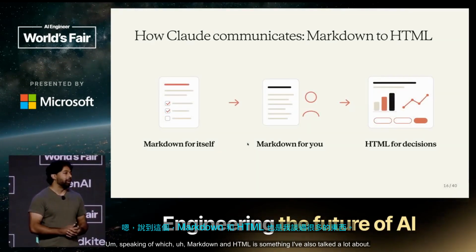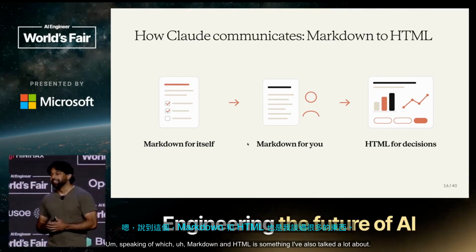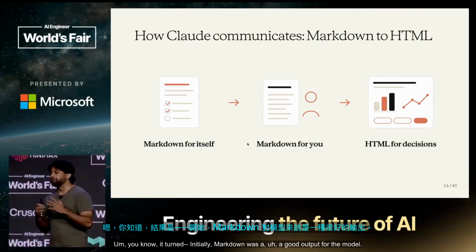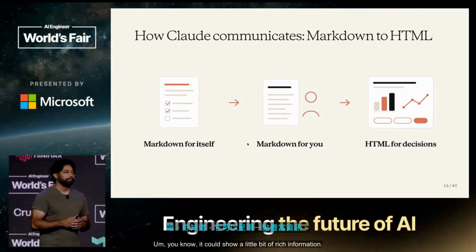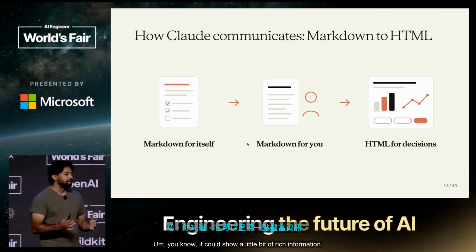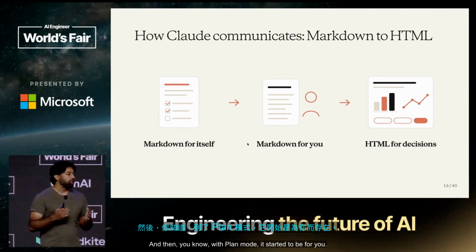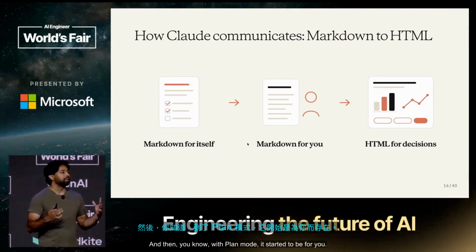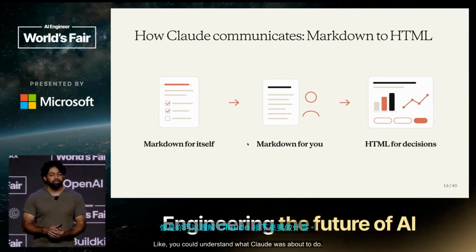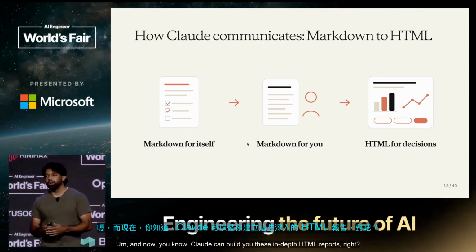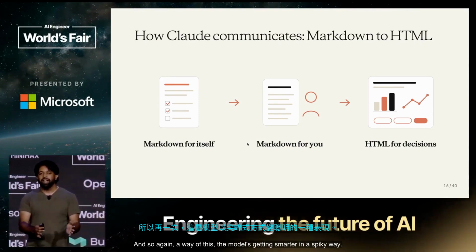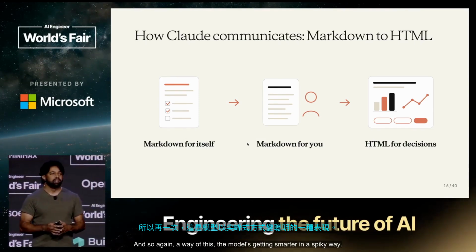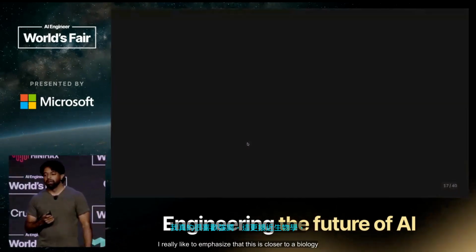Speaking of which, Markdown and HTML is something I've also talked a lot about. Initially Markdown was a good output for the model. It could show a little bit of rich information. And then, with plan mode, it started to be for you. You could understand what Claude was about to do. And now, Claude can build you these in-depth HTML reports, right? And so again, a way of the model getting smarter in a spiky way.